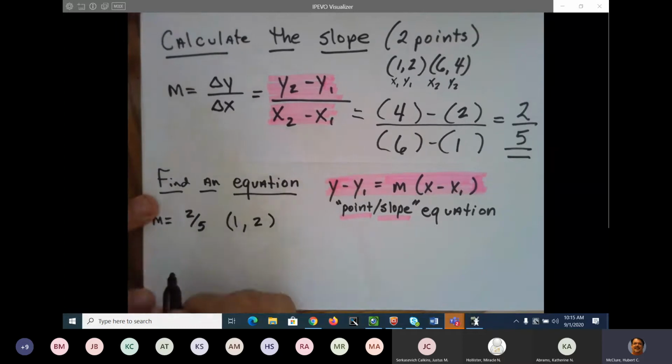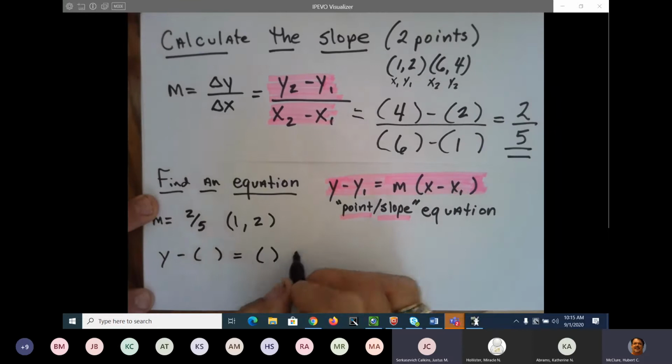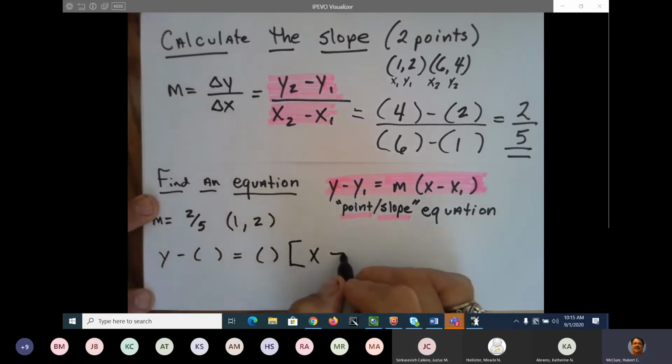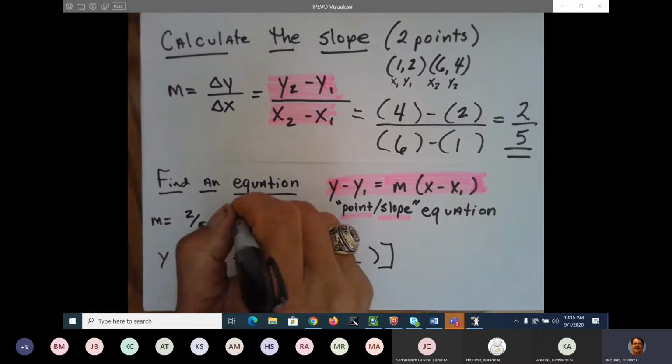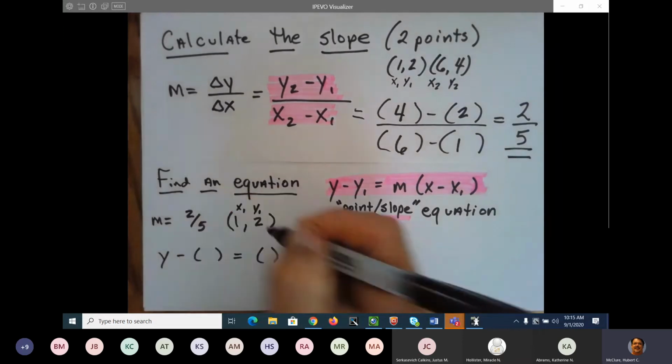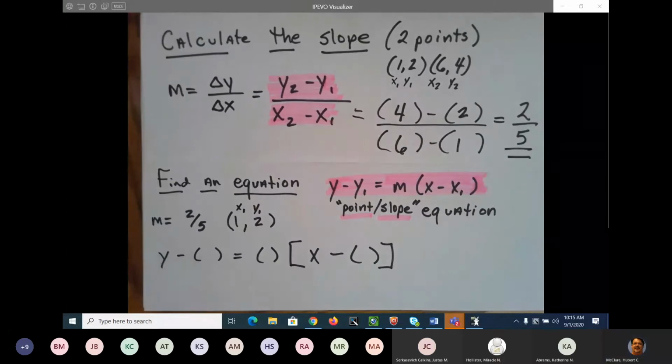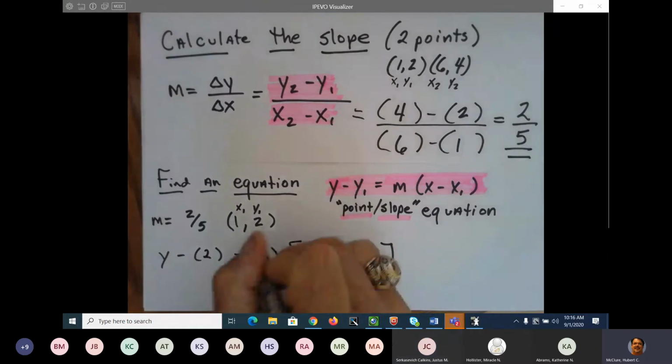All right, so y minus parentheses equals parentheses times x minus parentheses. Again, I use those parentheses to this day. And we read from left to right, so that's x sub 1 and that's y sub 1. Plug in: y minus 2. Plug and chug and solve for y. So do that. I'll give y'all 30 seconds to do that. So that's going to be y minus 2 is 2/5.